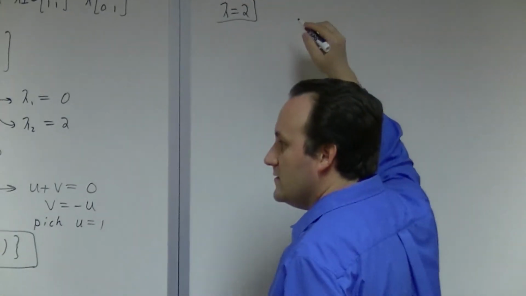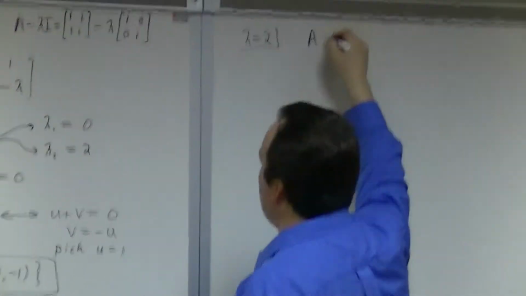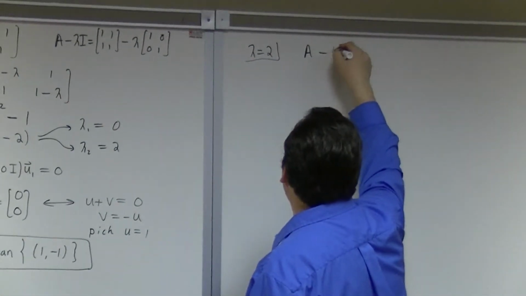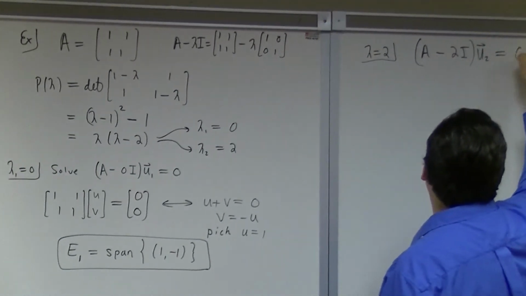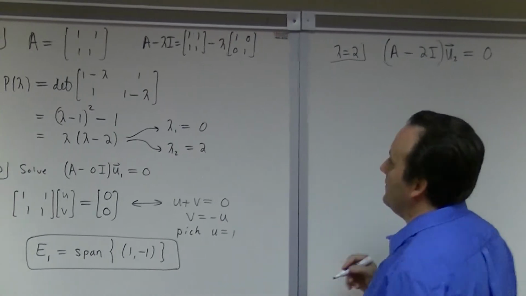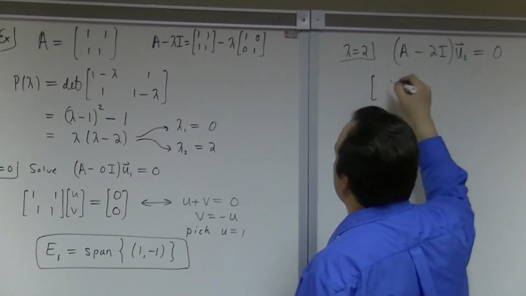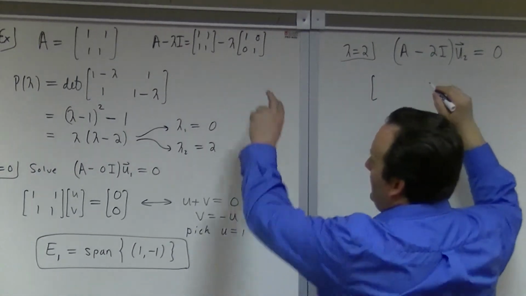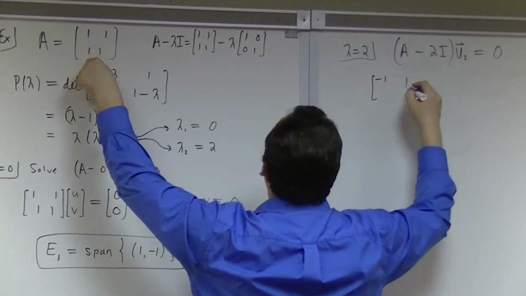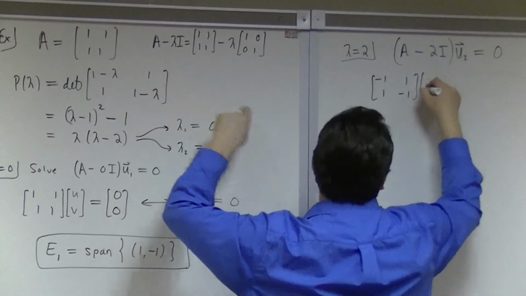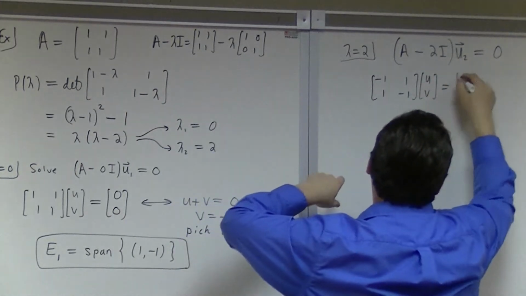So now we're trying to find non-trivial solutions to A minus 2I, let's say, times u2 equal to 0, right? That's the equation we're trying to solve. So that really just means to solve, let's see here. Subtract 2 from the diagonal. That gives me minus 1, 1, 1, minus 1, times u, v equals 0, 0.